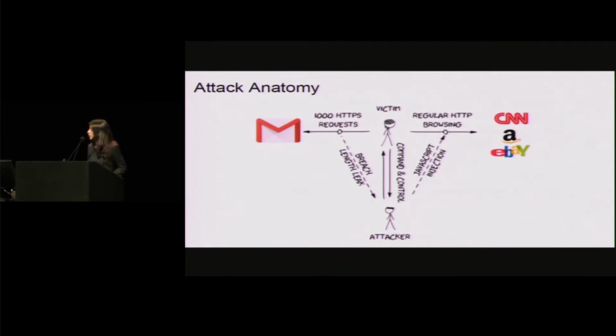Now the attacker can use this command and control channel to issue multiple requests to another website, which we call the target endpoint. Here it's Gmail. And because of same origin policy, and because the JavaScript code runs, let's say, in the CNN context, the attacker cannot read the data, but he can see them passing encrypted through the network. And he can measure things.